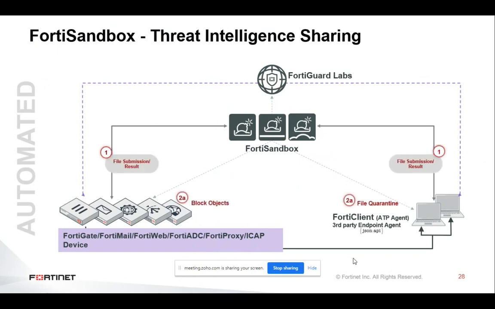This is what we discussed. So FortiClient will submit the file and wait for the result. And once it identifies that this is a malicious file, it can quarantine the file. And FortiSandbox can send the real-time intelligence update to all the other devices in the security fabric network. And so on, it can share the intelligence with FortiGuard Labs.